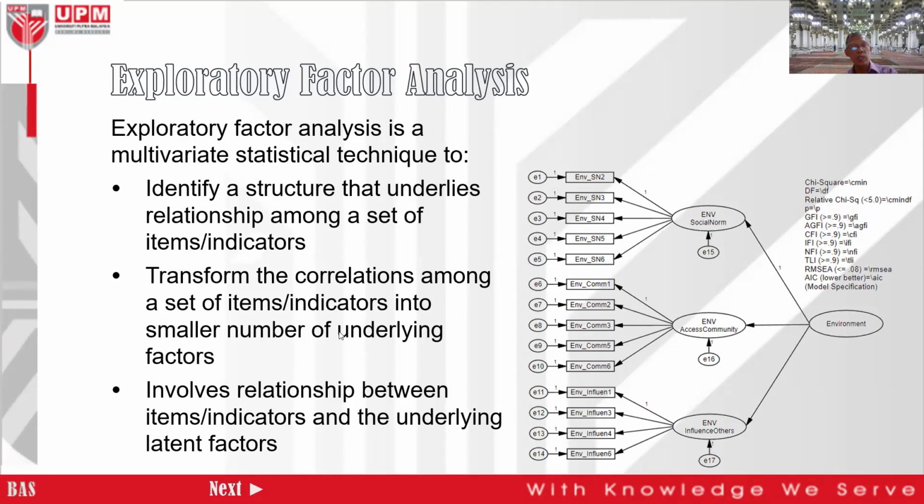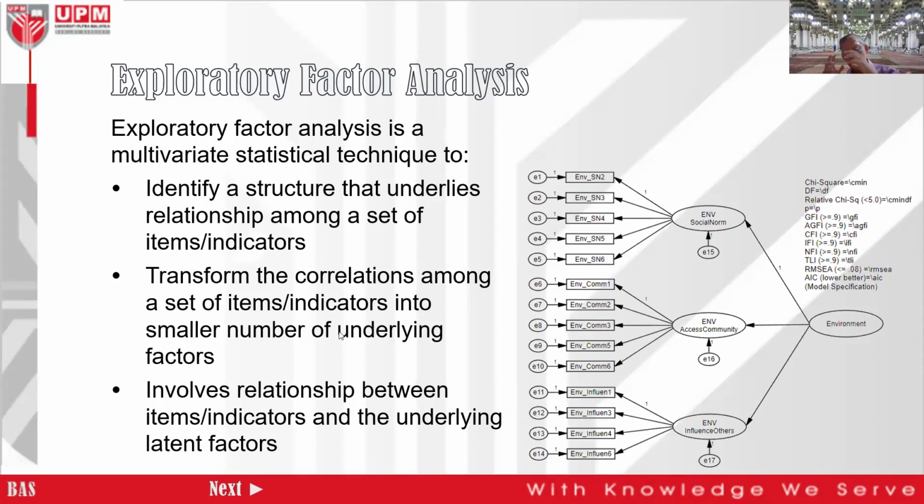It involves the relationship between items and the underlying latent factors. Here we are not talking about manifest variables; we are more concerned about latent variables. What is manifest? What is latent? Manifest is an observed variable. Latent is an unobserved variable. When we run our structural equation modeling, we really need to understand these two types of variable: manifest, which is observed, and latent, which is unobserved. So when you go for factor analysis, we go for the latent variable, not the manifest variable.